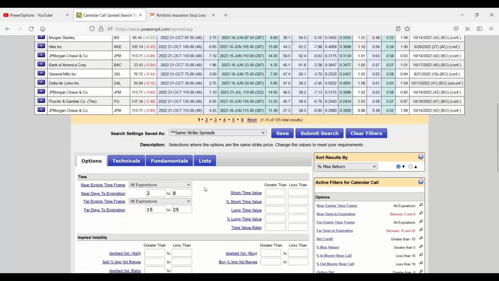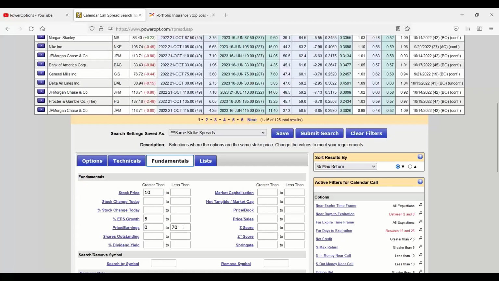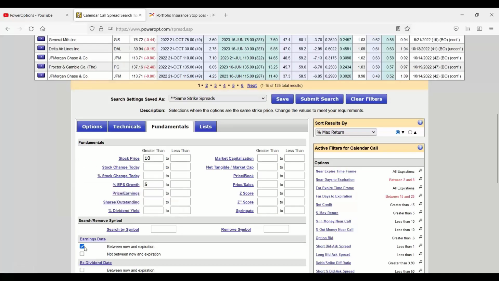Now we've got some other base criteria that are in here. For example, fundamentals, earnings per share growth. Okay, bullish stocks, price to earnings, 0 to 70. And we could probably take that out and not have any real effect. And what I want to do is change this right now. We're going to change it to be not between now and expiration. I want to run this first, Jim.